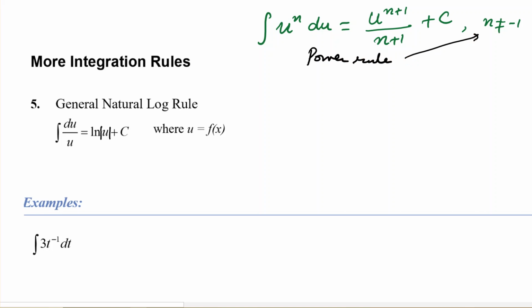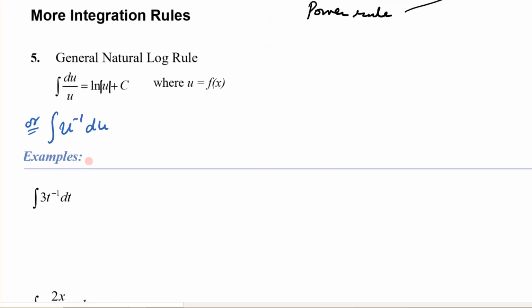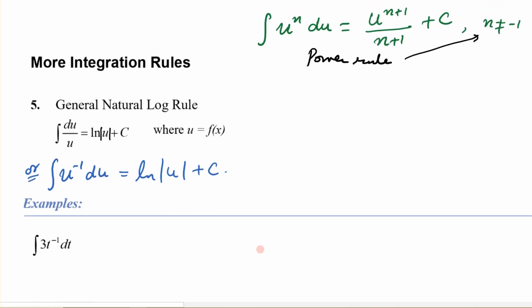But what happens when our power is -1? When we have something of this form, u raised to power -1 du. Then this is our general logarithmic form. In this case, the integral is equal to ln of the absolute value of u plus c, where u is any function of x. So I hope this difference is clear.